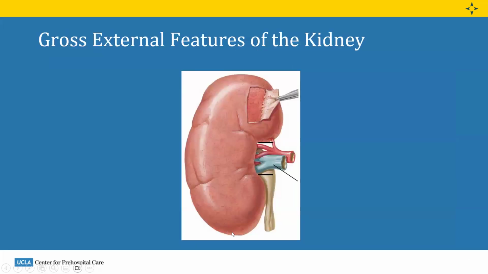Okay. So let's talk about the gross external features, which means just what we can see with our visible eye. So this is our kidney, and here they've reflected this fibrous capsule. In red here, we have our renal artery, and blue is our renal vein. The renal artery is going to be typically posterior to the renal vein.